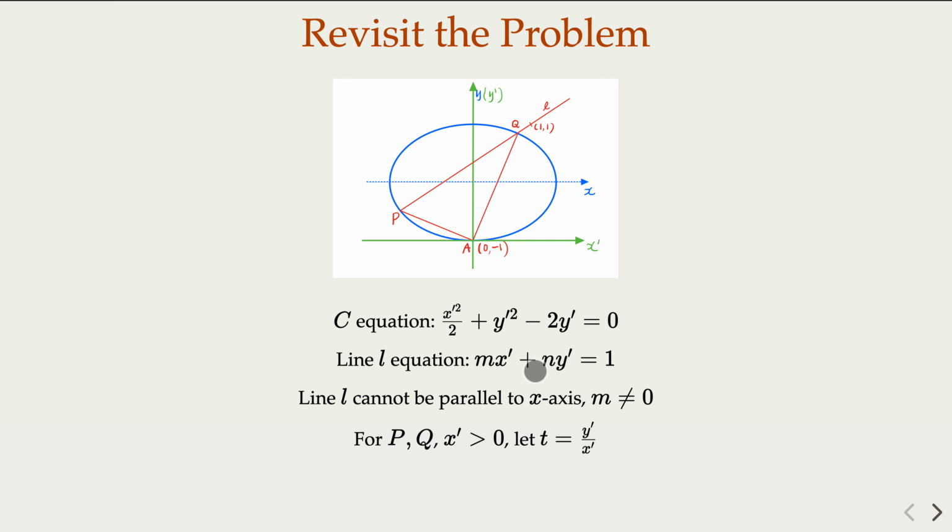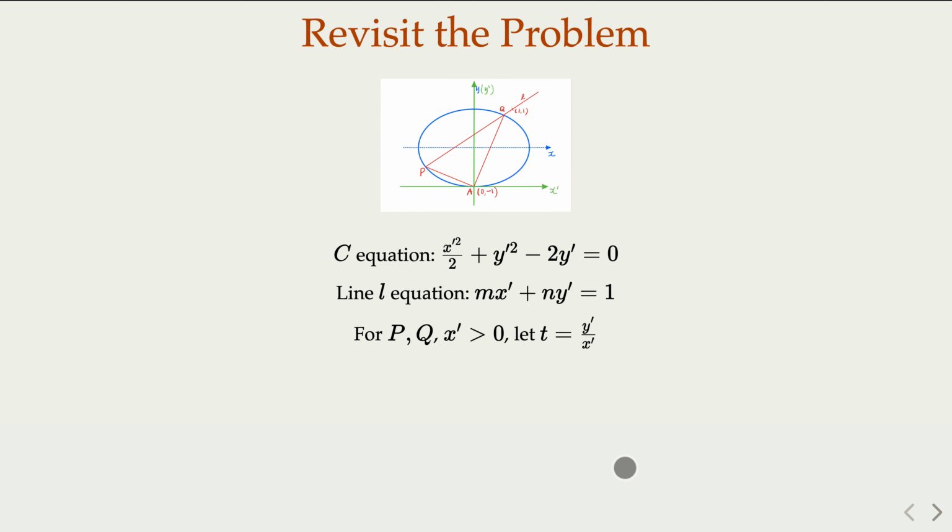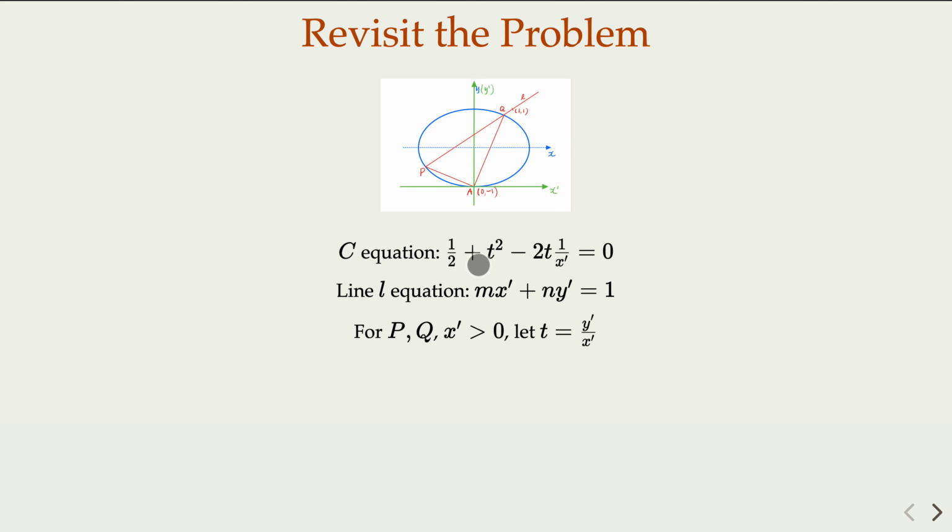Let's look at this equation here. We're going to do some transformation of the equation. So this is what we have, right? For C, we want to divide x prime squared on both sides, and we want to divide the L equation by x prime. Now you would imagine that if you divide by x prime, this goes away. This becomes t squared because t equals y prime over x prime. This becomes t, but then there is another term here, right? So this is the new equation if we divide by x prime squared.